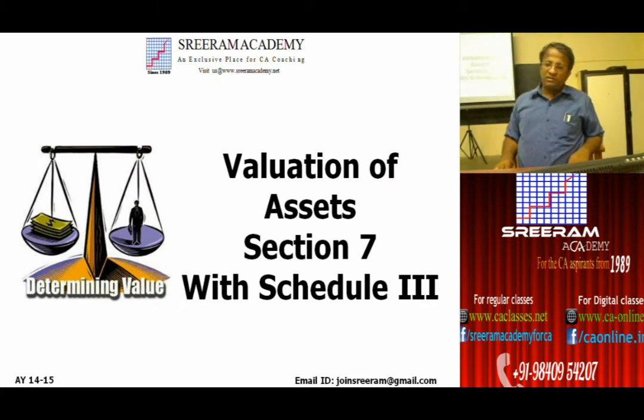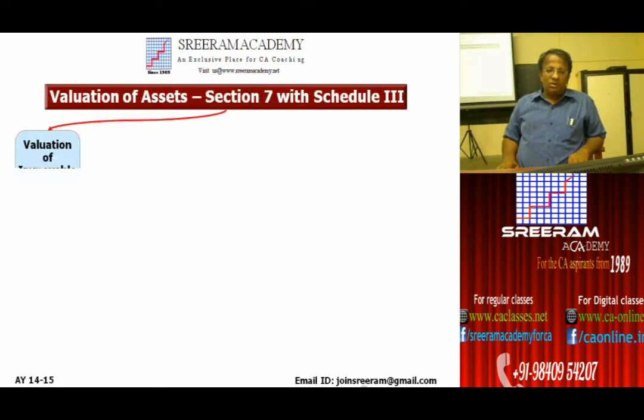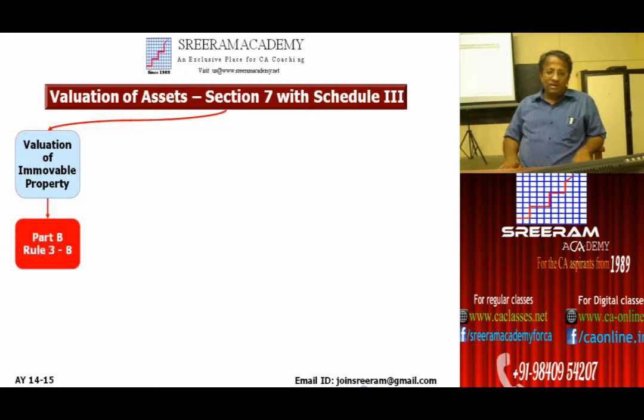So valuation of assets, section 7 with the schedule 3. So what are the items of assets that we will be taking up? Valuation of immovable property, that is house property; commercial property is not taken up at all. Rule 3 to 8 coming under part B of that third schedule.